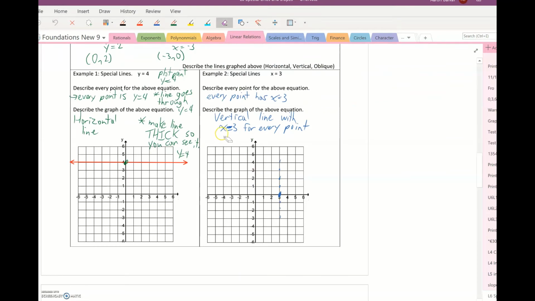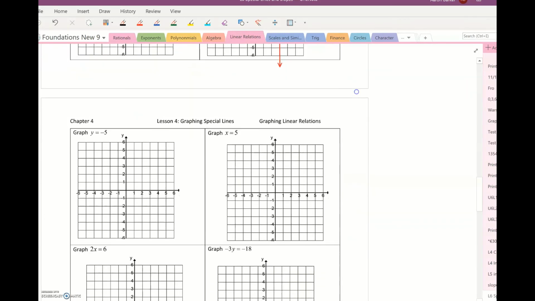Okay, so x equals 3, we have a vertical line that goes straight up and down, and so now I'm just going to draw my line. Every single point has an x value of positive 3. So really, basically, we are crossing the x-axis at 3. Okay, so it crosses at x equals 3. This one, the horizontal line, crosses at y equals 4. Okay. Good, so let's practice a couple different situations.